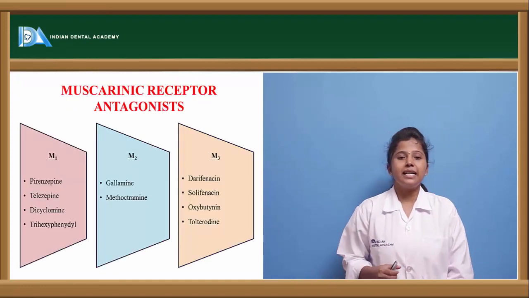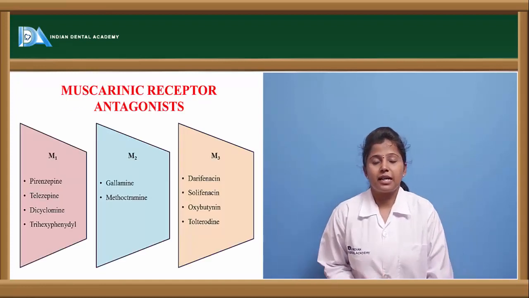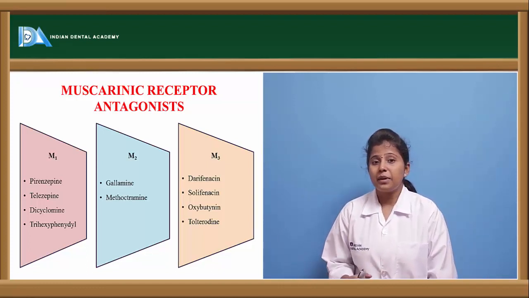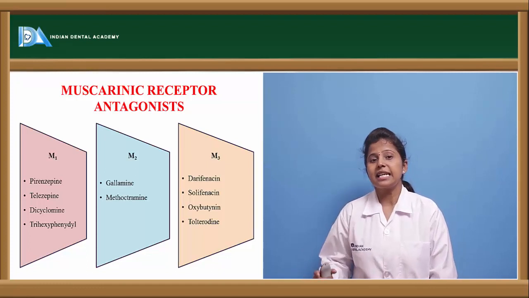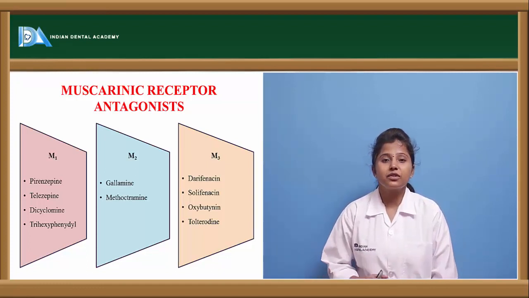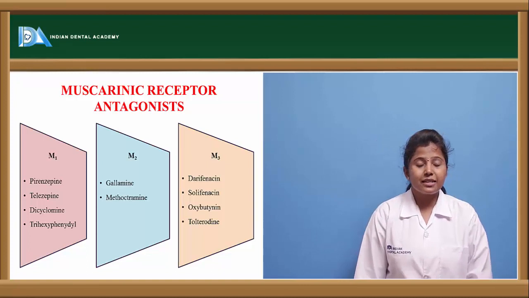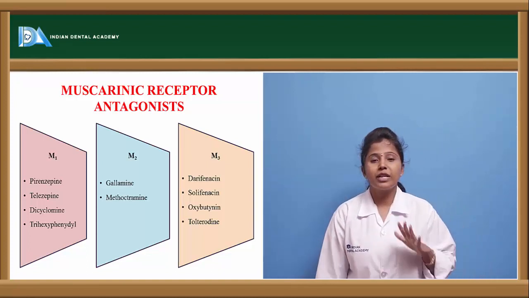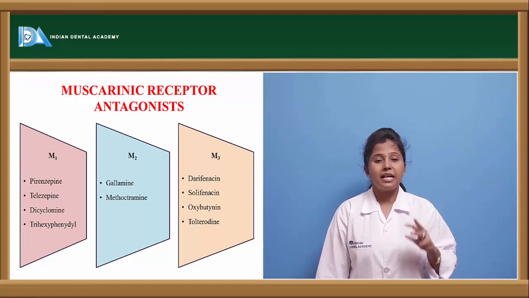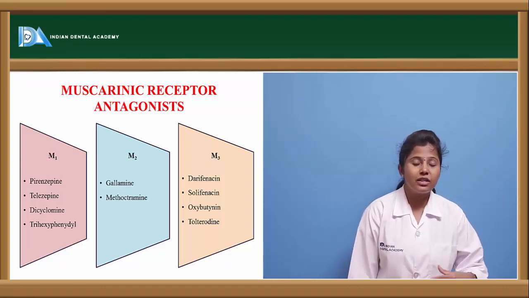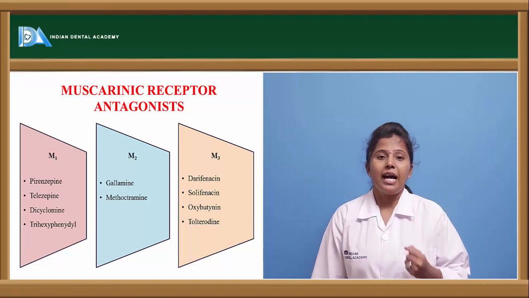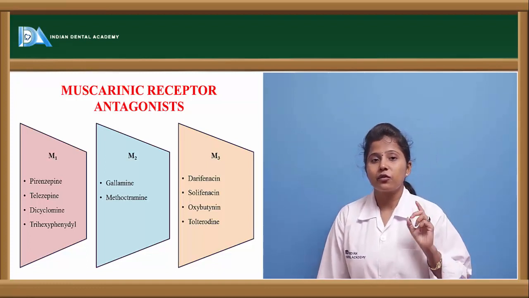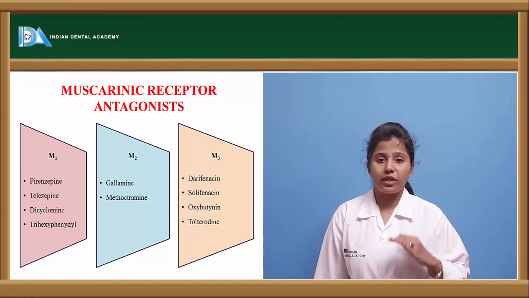Let us see the muscarinic receptor antagonists, or anti-muscarinic drugs. The anti-muscarinic drugs are natural and synthetic, and this classification is also categorized based on the affinity of the drug towards the receptor. Muscarinic receptors are of 5 types: M1, M2, M3, M4, and M5. M1, M3, and M5 have a secretory, or stimulatory, effect, while M2 and M4 have an inhibitory effect. M1, M3, M5 are of one category, and M2 and M4 are of the other category.